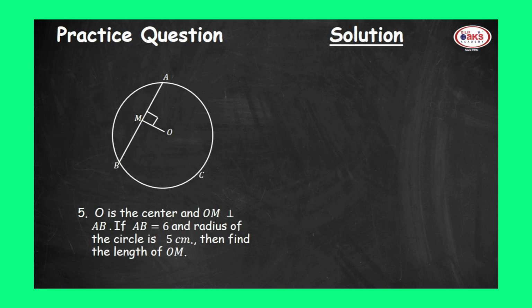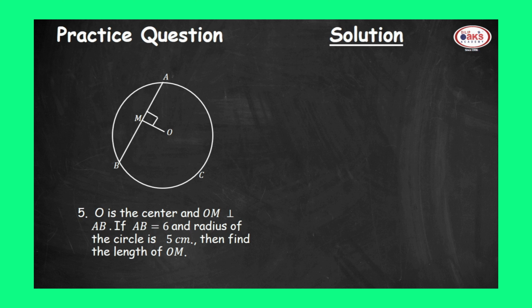Okay, so here is a question on circle. It is given that O is the center and OM is perpendicular to AB. You can see AB is a chord of a circle. Also, length of that chord AB is 6 units and radius of the circle is known to be 5 units. Question is find the length of OM.